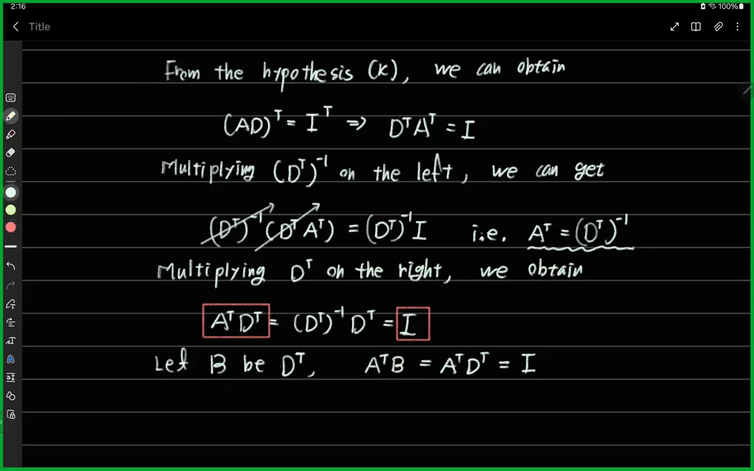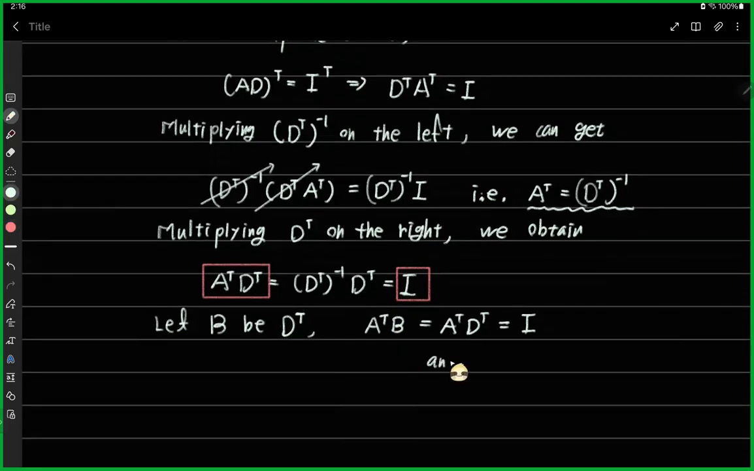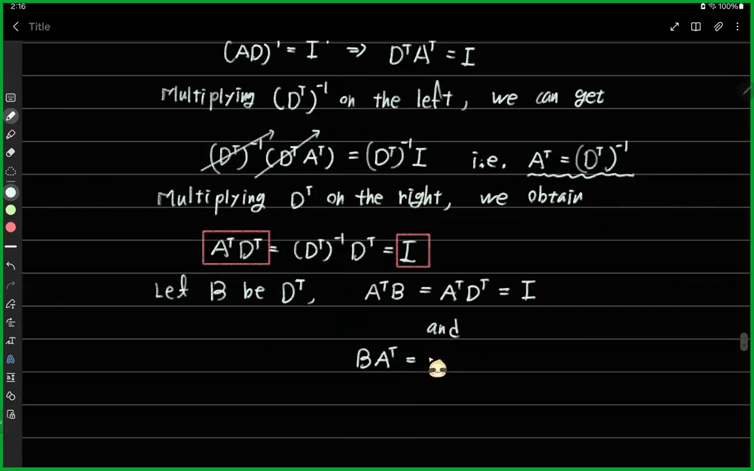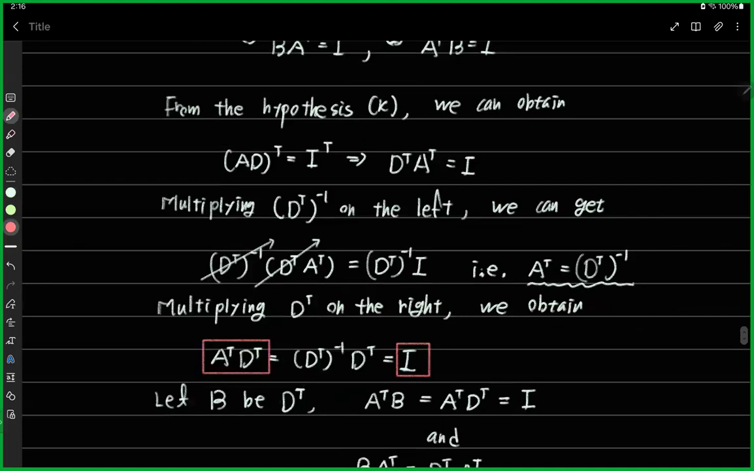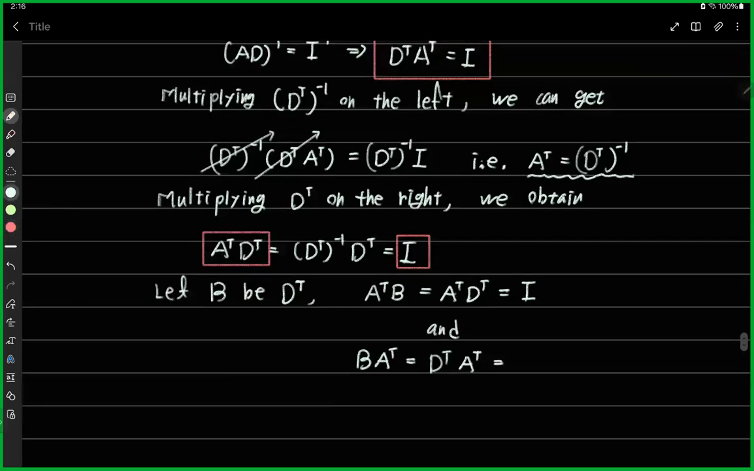And then what? B times A transpose was what? We see that this is equal to D transpose times A transpose. This is equal to what? You see that here? B A transpose is I. I proved that. So this is equal to I. Thus, B is the inverse matrix of A transpose. Proof is done. Okay.